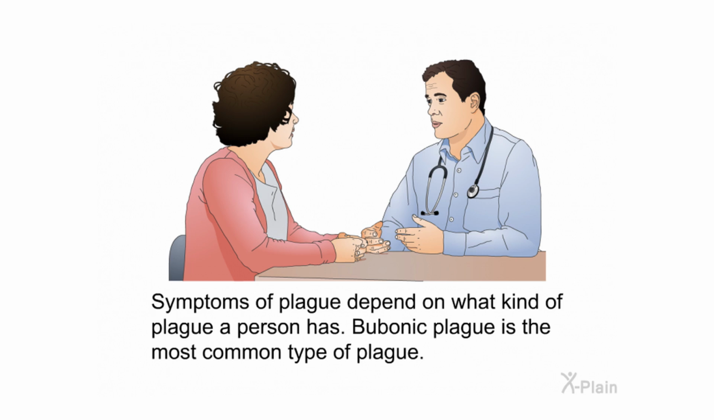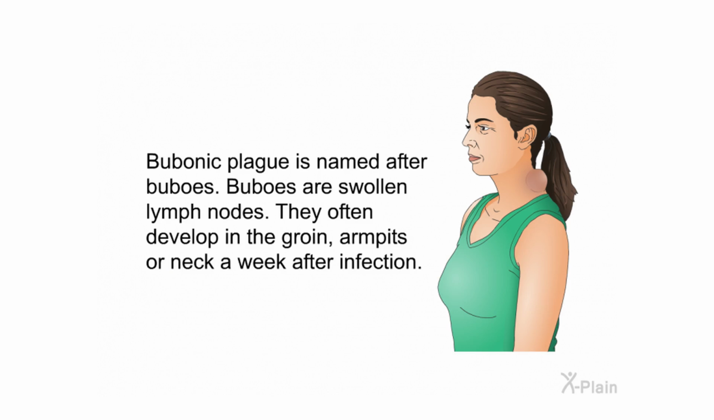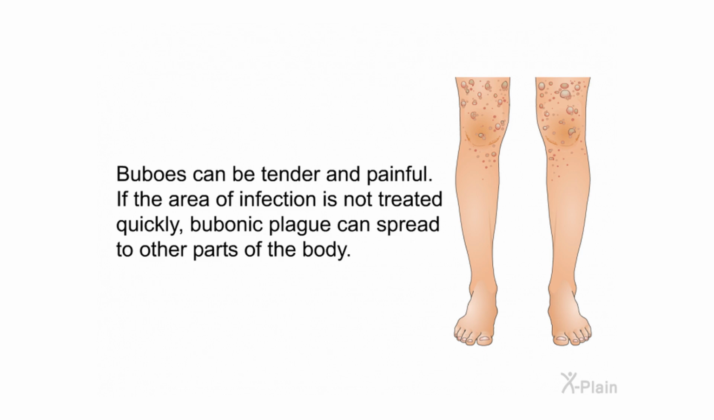Symptoms. Symptoms of plague depend on what kind of plague a person has. Bubonic plague is the most common type of plague. Bubonic plague is named after buboes. Buboes are swollen lymph nodes. They often develop in the groin, armpits, or neck a week after infection. Buboes can be tender and painful.